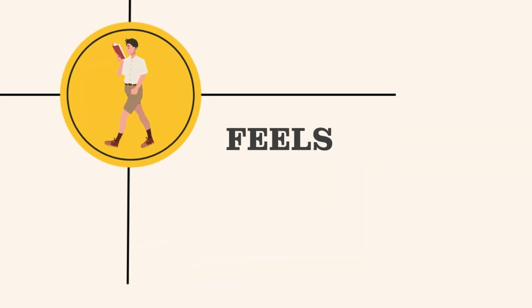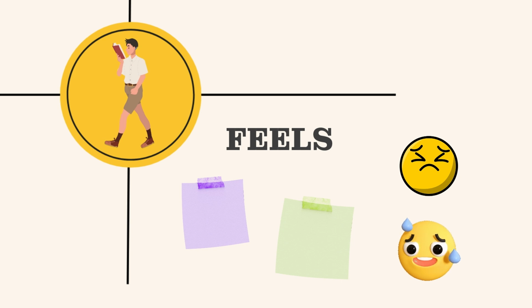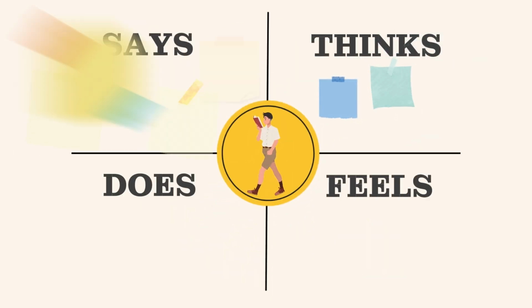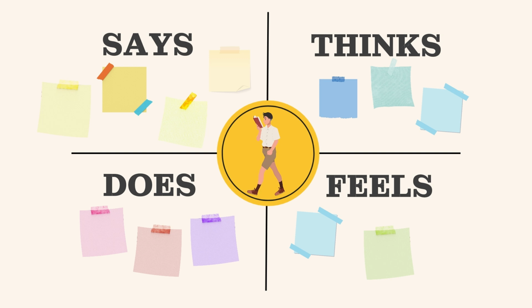Finally, how does the student feel? Put their emotions into the feels quadrant. Perhaps they're frustrated, anxious, or disappointed. Congratulations, you've completed your empathy map. Now, your team has a shared visualization of your user.